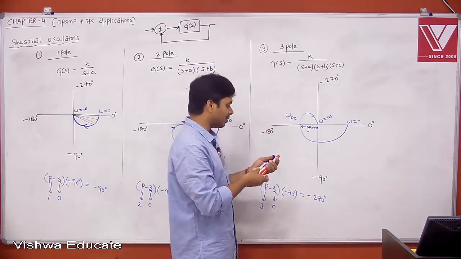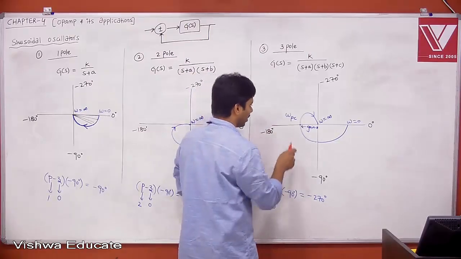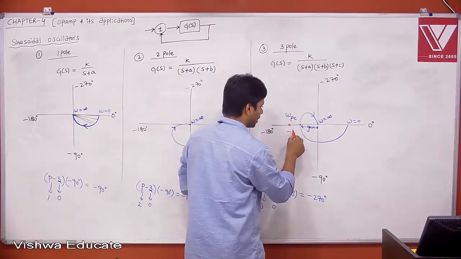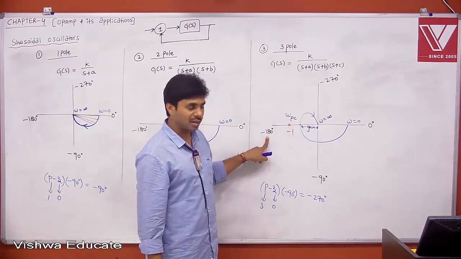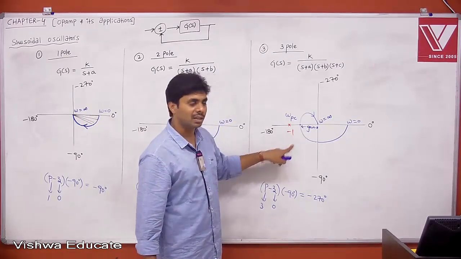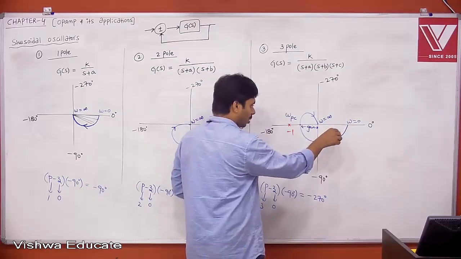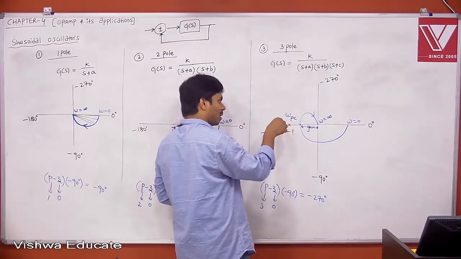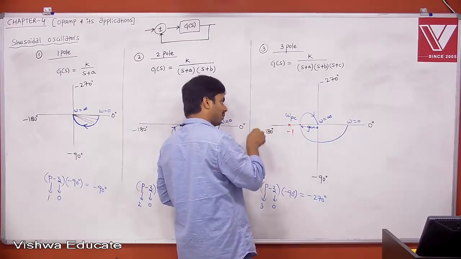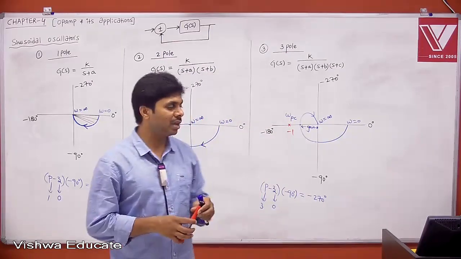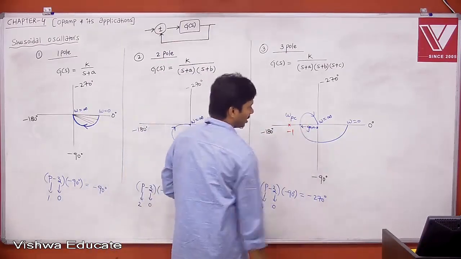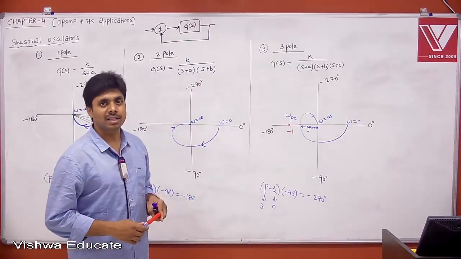That is the reason why the reference is always minus 1. The minus indicates 180 degrees phase shift, and 1 indicates the gain. Therefore if the polar plot is crossing that minus 1, what does it mean? The gain is greater than 1 and phase shift is 180 degrees, system is unstable. I hope this is clear. Okay. Therefore, if gain is less than 1, system is stable.